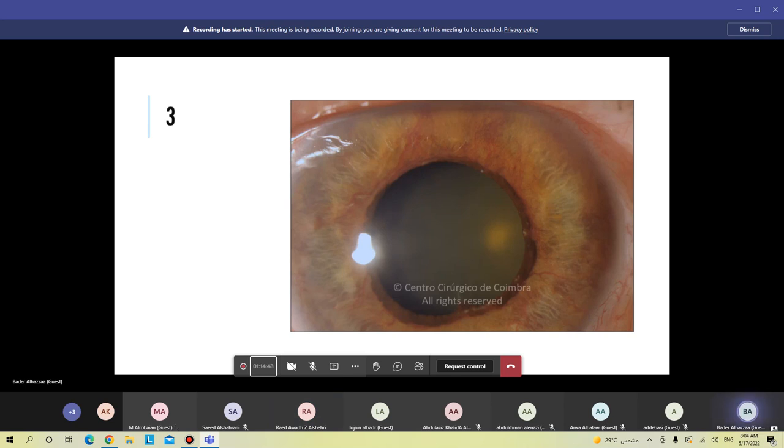So it's reversed. I don't know what you call it. Reverse Marcus Gunn test. So yes, reverse APD test. You can check the APD in this eye by checking the other eye if it is normal.